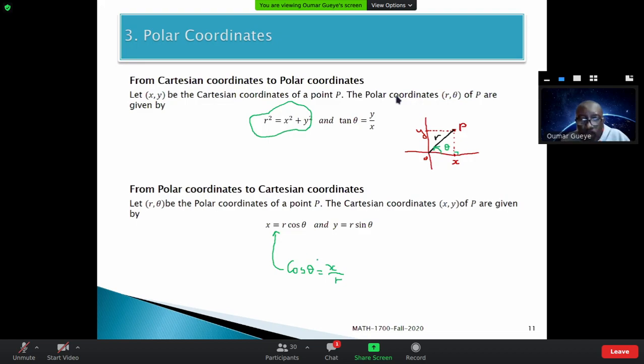The second formula is drawn from calculating the sine of theta by using the right triangle. So sine of theta from the right triangle is equal to the opposite side, which is y, over the hypotenuse. And from here, again, you can get the second formula. And as I mentioned before, these two formulas are used to transform a polar coordinate into a Cartesian coordinate.